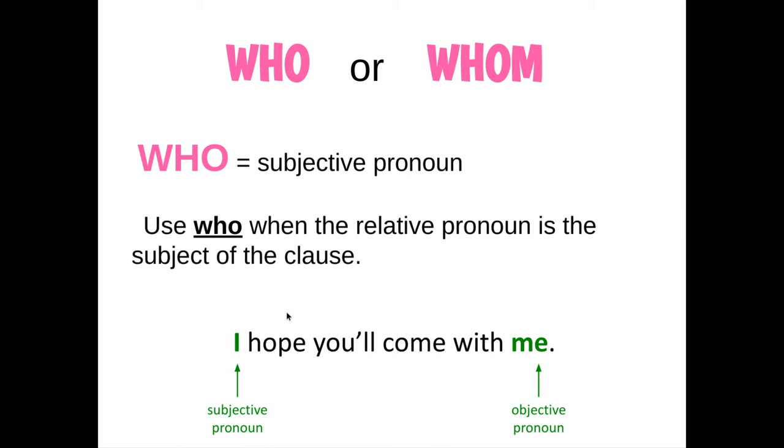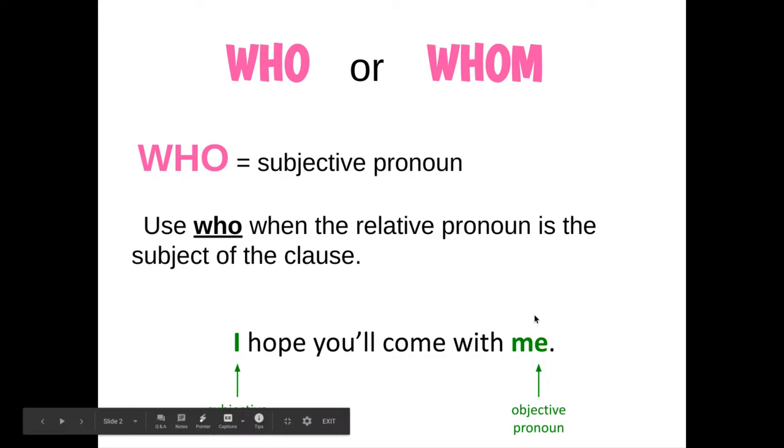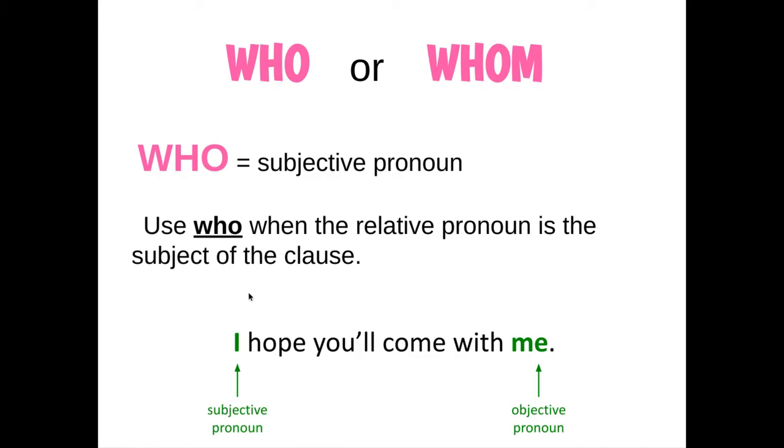So the verb is hope. Well, who hopes? I do. I is the subject. Me is an objective pronoun. It's the object of the preposition with here. But basically what I want you to know is you use I as a subjective pronoun. You would not say, me hope you'll come with me, or at least I hope you win it. Who is also a subjective pronoun. You're going to use who when it's the subject of the clause.